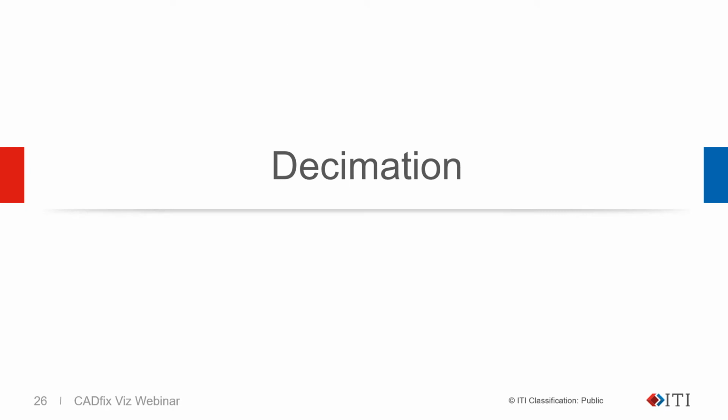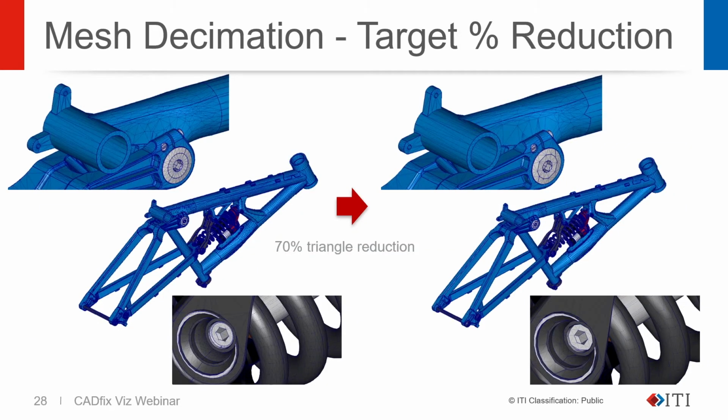So there are defeaturing tools. As well as our defeaturing tools, we have some intelligent decimation algorithms to further reduce that triangle count. I think to explain this, I'll move on 2 slides just to explain decimation a little bit.